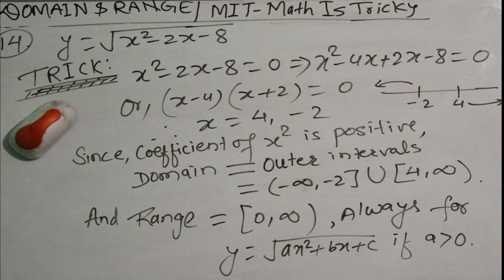So we can have intervals minus infinity to minus 2 and 4 to infinity. It means if the coefficient of x square is positive, then the union of the two outer intervals will be the domain. Directly we can write that. And in such type of function, if a square root of a function is there, always the range is 0 to infinity. You can remember this. To understand more, you can see the previous videos.